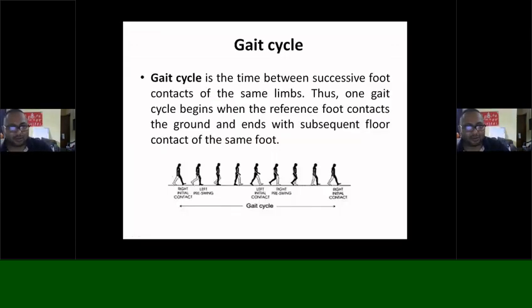So now I'm coming to what health parameters gait can assess, how it is beneficial for analyzing different health metrics, and how you construct the body area network. Okay, so gait cycle is the time between successive contacts, already defined, when the same foot contacts the ground. So one gait cycle begins with the reference foot contact on the ground and ends with the same foot on the ground.